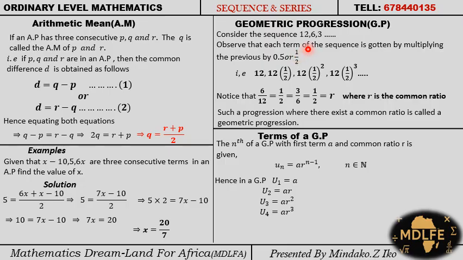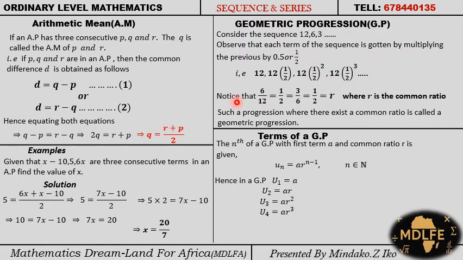So if I multiply 12 by half, I'll have 6, and if I multiply 6 by half, I'll have 3. So I have my first term 12, and the second term is gotten by multiplying half times the previous term, which is 12. This is my first term. For me to have my second term, I'll multiply it by half. For my third term, which is 3, I'll multiply the first term by half squared, that is 1/4, and that continues right up to the term that you want to end.